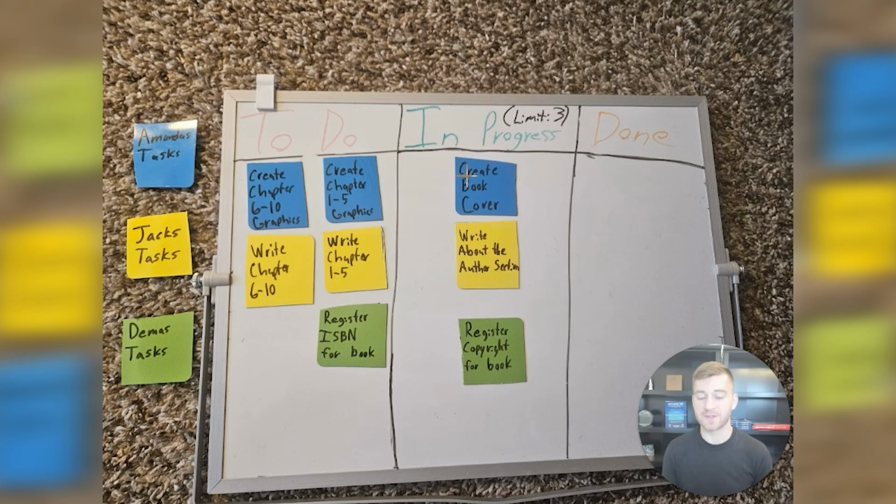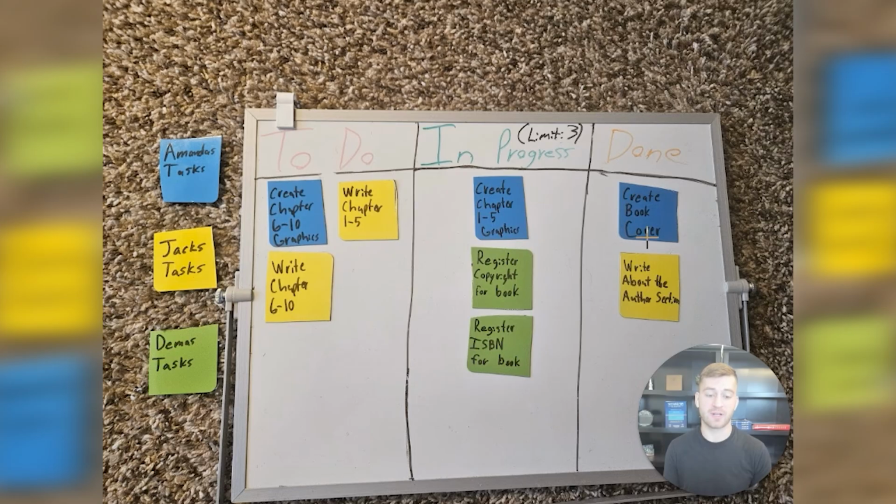From there, as work progresses, Amanda might complete the book cover and move it to done, and Jack might complete the write about the author section here and move his task to done as well. We can see here that Amanda's task of creating that book cover has been moved to done, and Jack's task of writing the about the author section has also been moved to done. Additionally, the task of creating the chapter 1 through 5 graphics for Amanda has been moved from the to do into our in progress here, and the task for Dima for registering the ISBN for the book has been moved into in progress as well.